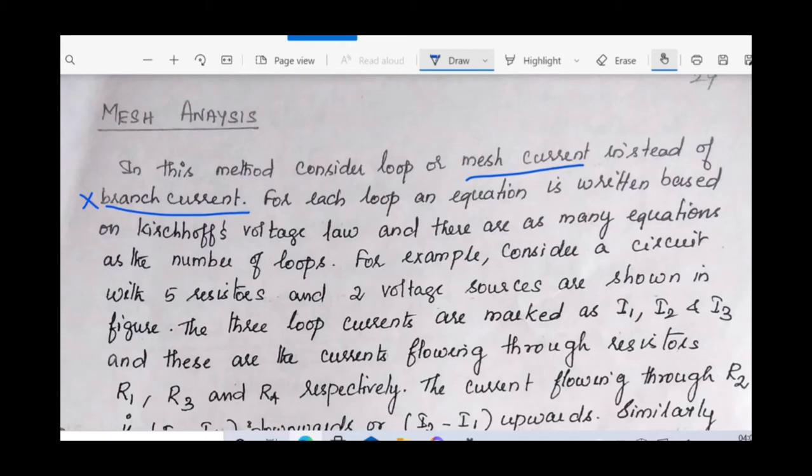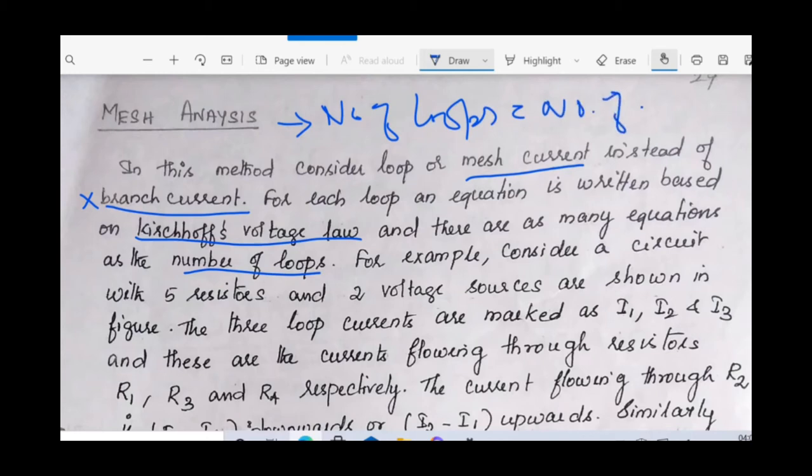For each loop, an equation is written based on Kirchhoff's voltage law, and there are as many equations as the number of loops. Means in a mesh analysis, the number of loops is equal to the number of equations. How many loops? That many equations. I will explain with one example.